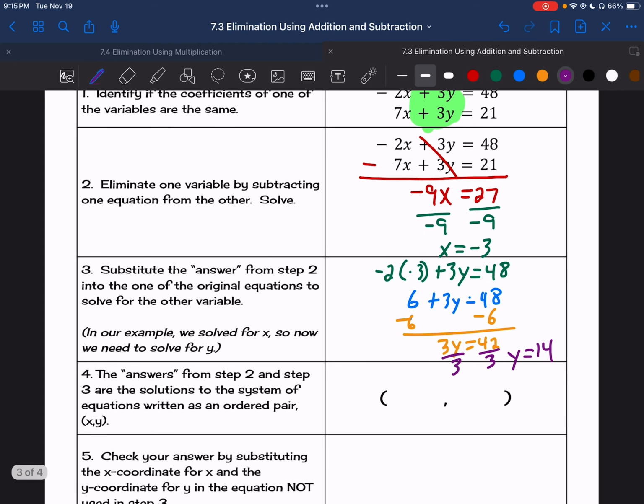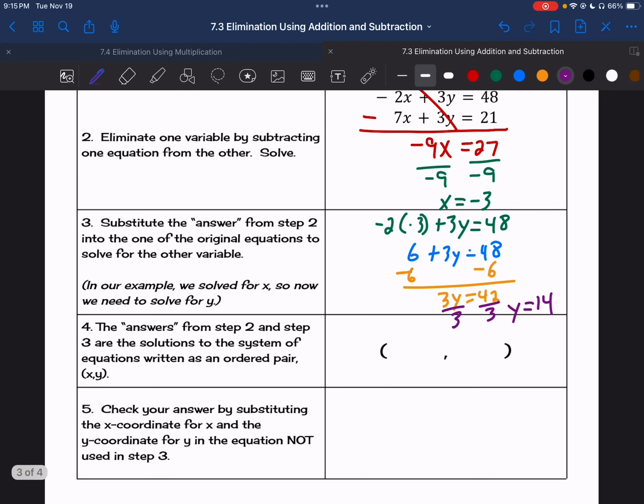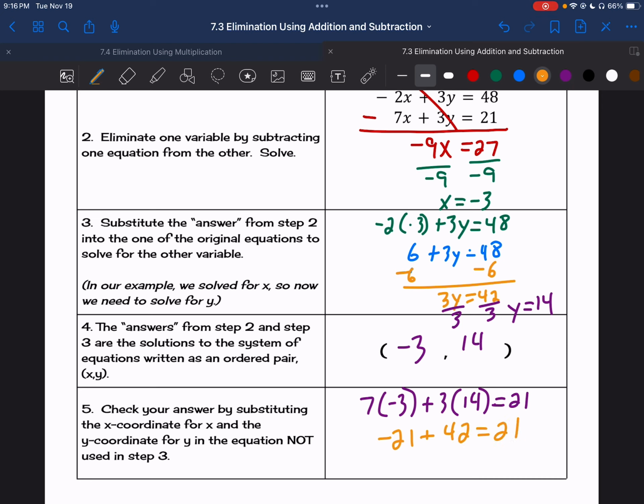All right, so now that we have that, we are going to put our ordered pair together. So we have (-3, 14). Now let's check our work with our second equation. We have 7 times negative 3 plus 3 times 14 is equal to 21. So 7 times negative 3 is negative 21. 3 times 14 is 42. And negative 21 plus 42 is 21, and that does in fact equal 21, so we are correct.